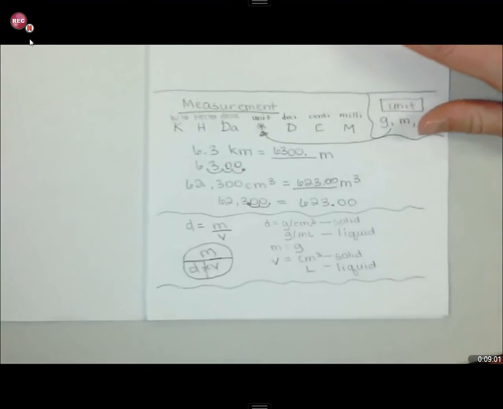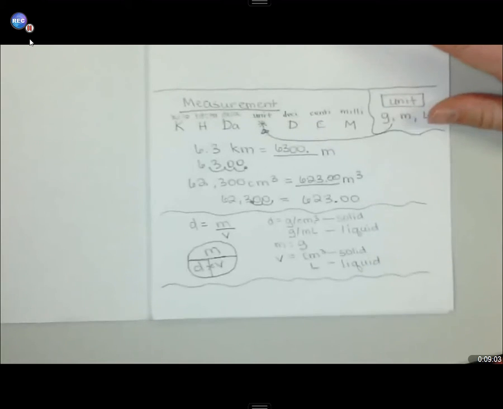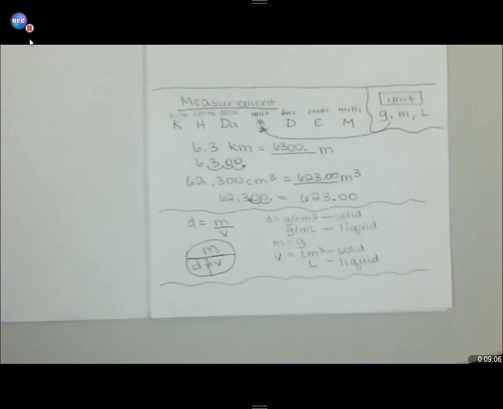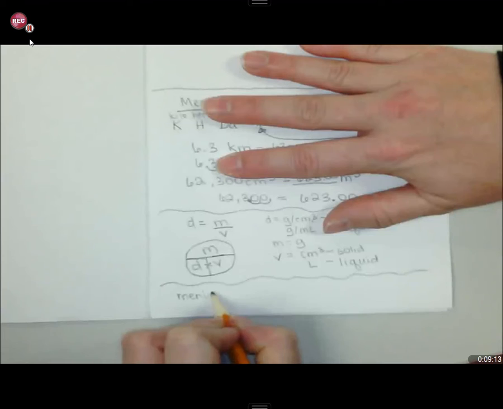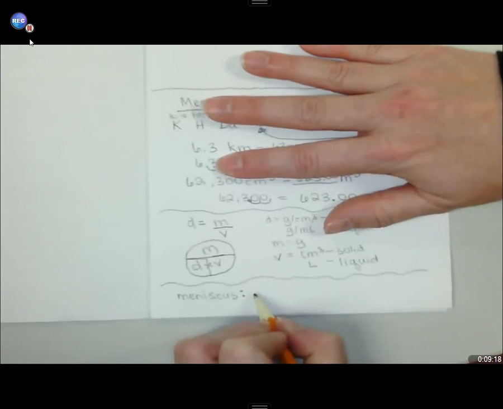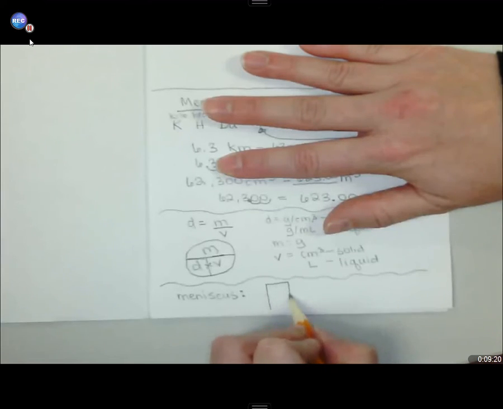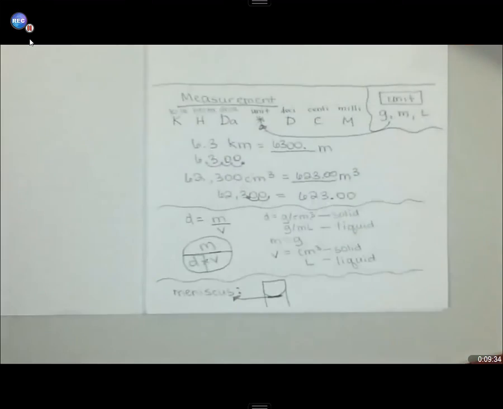And then there's one more little thing we got to go over. Okay. So, the meniscus. I always have to remember how to spell it. The meniscus is basically when you're measuring in a graduated cylinder, and it is the bottom of this line. You are always going to measure from this point on the graduated cylinder.